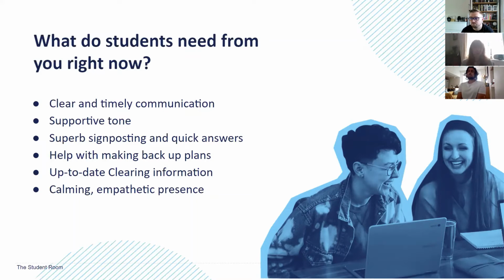And as I've mentioned, help making backup plans. Keeping your clearing information as up to date as possible and ensuring that it is easily accessible will also be really useful for students who need to find this information. And a calming, empathetic presence, as I mentioned, just generally in all your communications will also really help students this year.